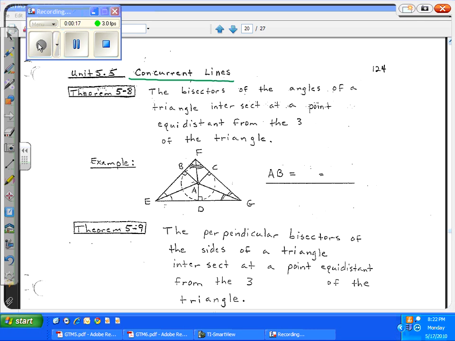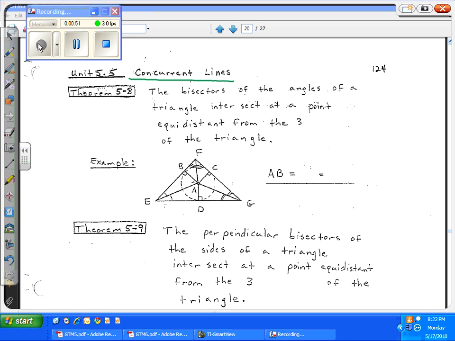Concurrent lines are lines that all intersect in a point. Now, again, there's four things we're going to talk about that do that: the angle bisectors, the perpendicular bisectors of the sides, the altitudes, and the median. We've defined what those things are, but we haven't talked about what happens when you draw all of them within one triangle. And so that's the lesson for today.